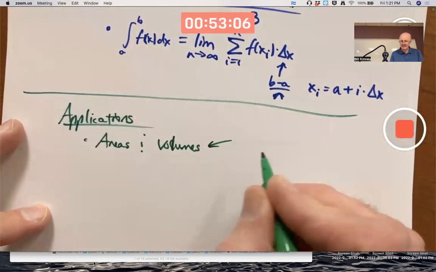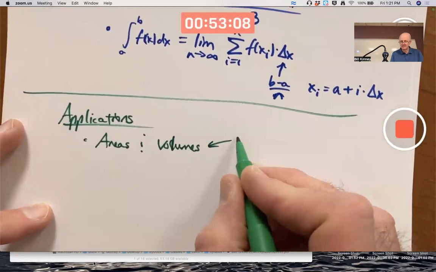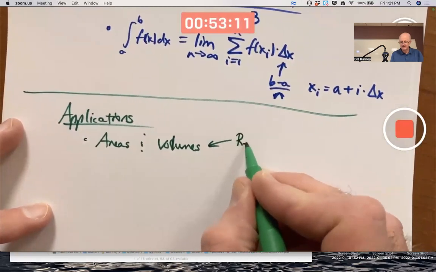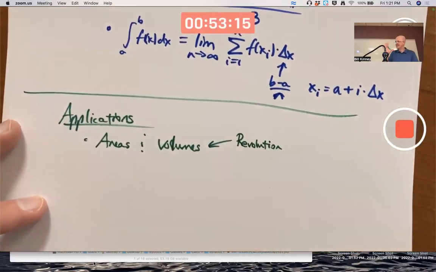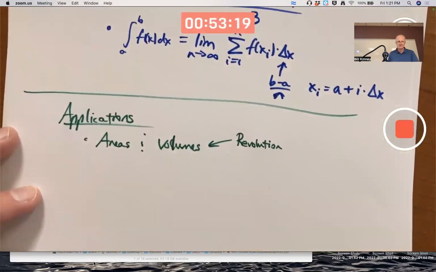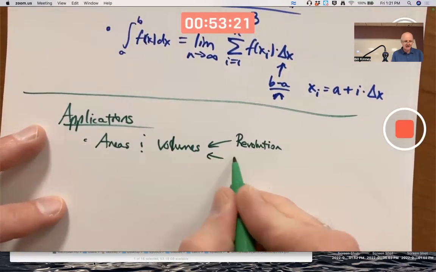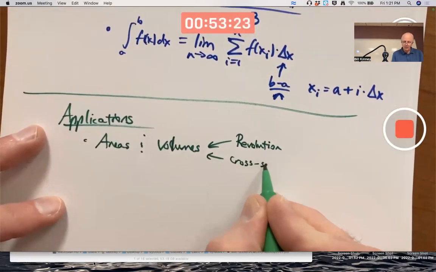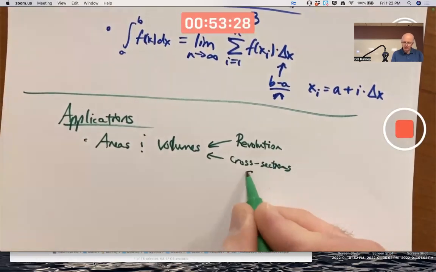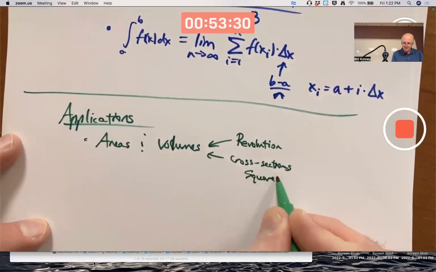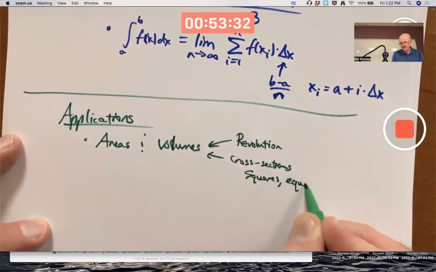To keep things simple, we did special cases for these volumes. Volumes of solids of revolution, where the cross sections are either disks or washers, which are ring shapes, or maybe cross sections where you're told the cross sections are squares, equilateral triangles.